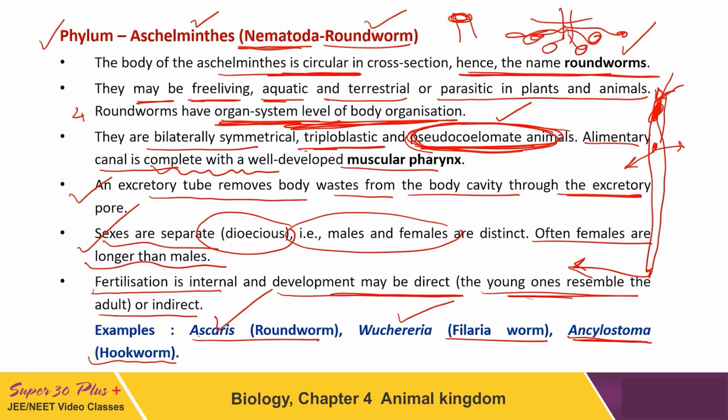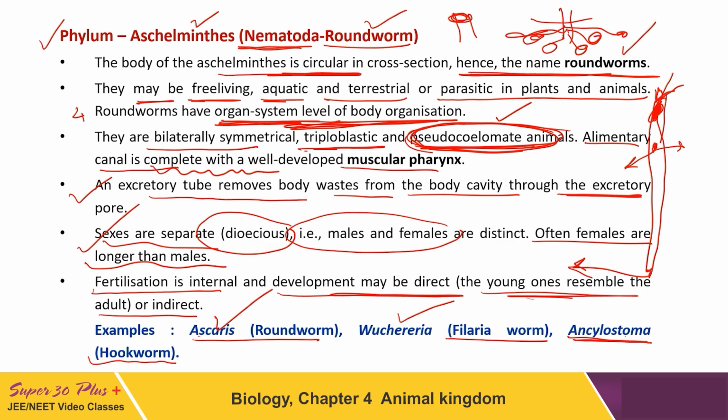With the stool, sometimes very small, tiny, white colored worms used to come out, especially in children. These are known as hookworm. So examples of Aschelminthes are Ascaris, Wuchereria, and Ancylostoma. Can I recall the things now again?